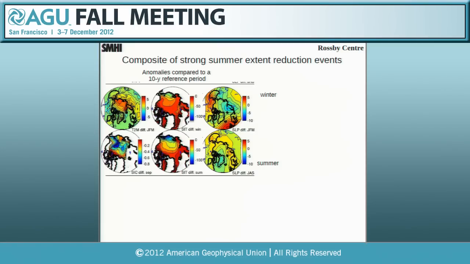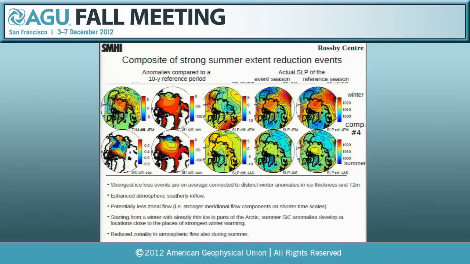Back to the winter before the event, these temperature anomalies, air temperature over the ice anomalies, are partly reflecting ice thickness anomalies. We have ice thickness anomaly here and a little bit even there. But the pattern is also supported by anomalous advection. We have this high-pressure anomaly here over Alaska, which is bringing in warm and humid air from the Pacific part.